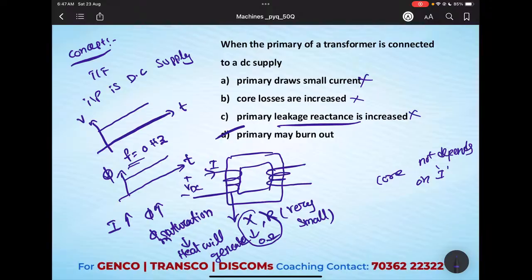So we need to look out, sometimes two options may be correct. That time we need not get confused.